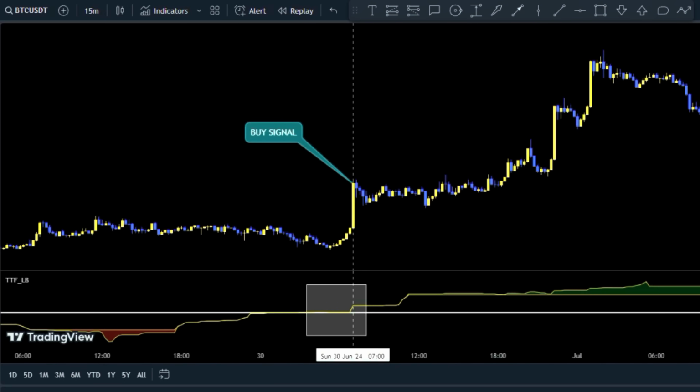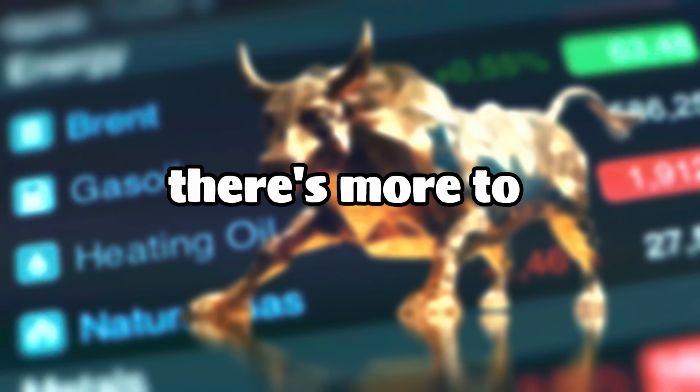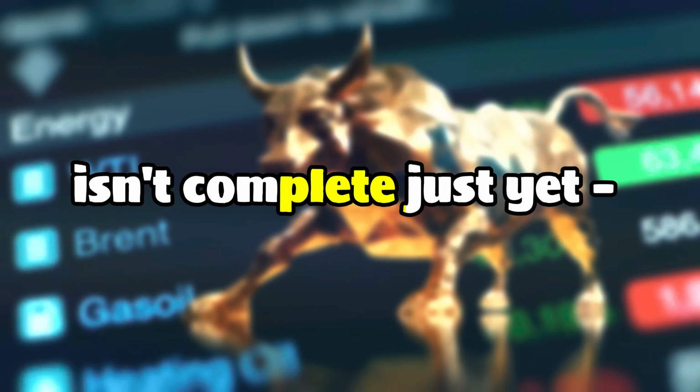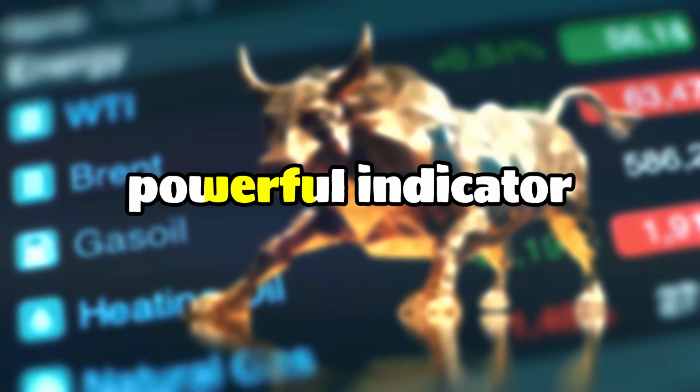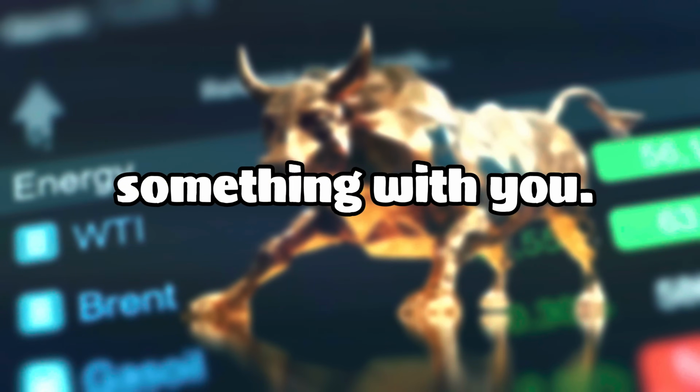Alright, while understanding the trend trigger factor is an essential part of the strategy, it's important to note that there's more to achieving profitable trades. The strategy isn't complete just yet. We've got another powerful indicator up our sleeves. But before we dive into that, I want to share something with you.